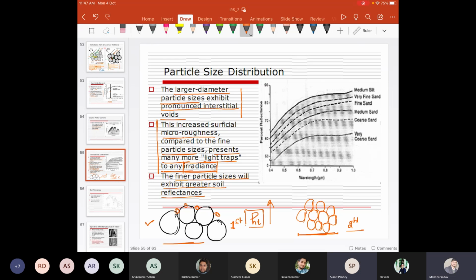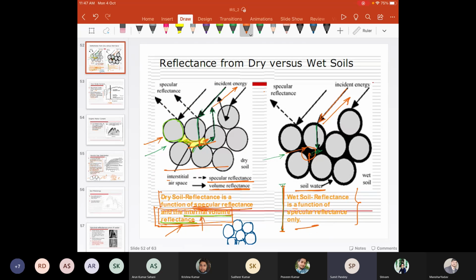Just read point number 2. Is it clear to you? Yes, sir, that is clear. But sir, in the last slide we read that when the voids are increasing, the interstitial reflectance is also increasing. If we decrease the particle size, the particle volume will decrease, but the net void volume will increase. Then if increasing the void volume increases reflectance, that should happen in the large one also.